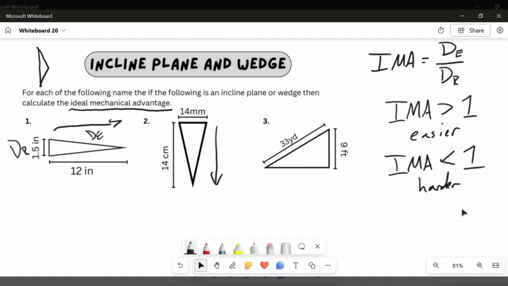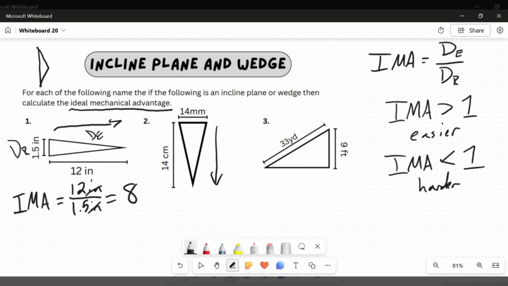We've got a wedge, so we have our effort distance divided by our resistance distance. IMA equals 12 inches divided by 1.5 inches. Inches cancel out because they're on the top and the bottom. Our IMA is 8. IMA and AMA, both mechanical advantages, do not have a unit. It's just how much easier it is. It's 8 times easier to use that wedge than if you weren't using anything at all.